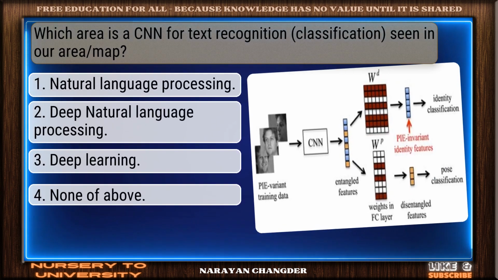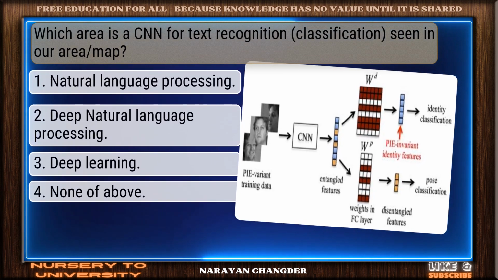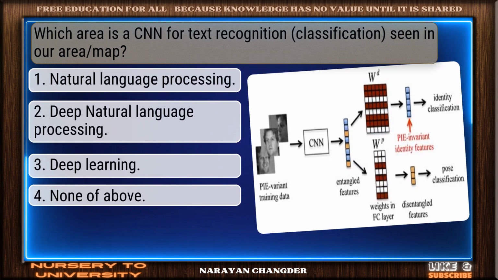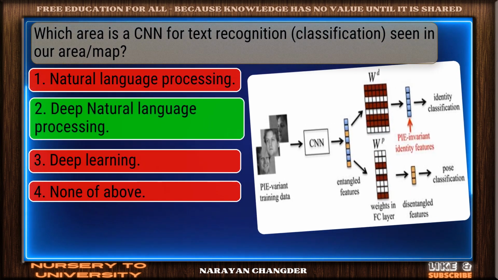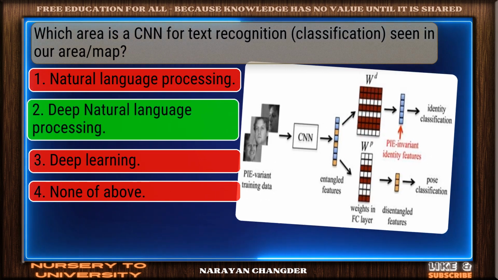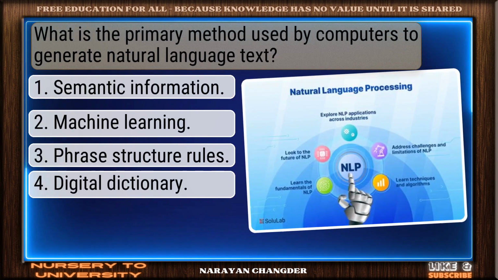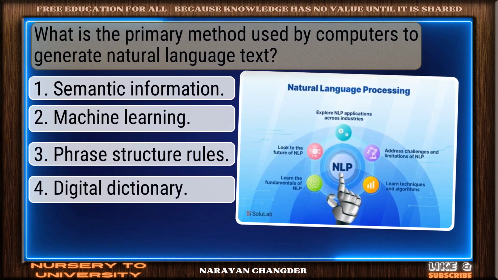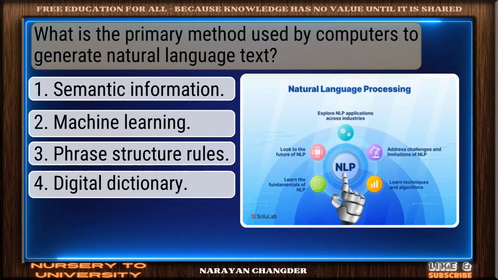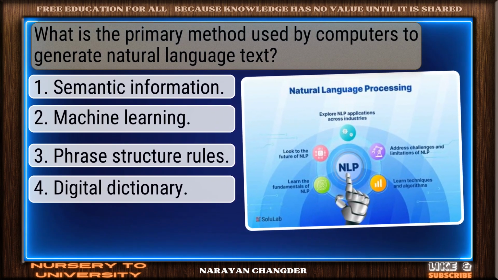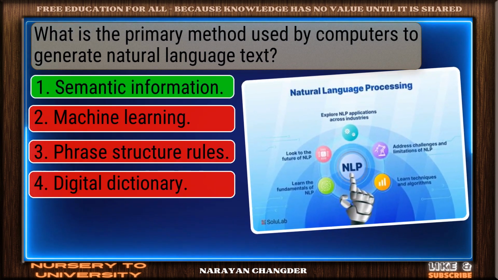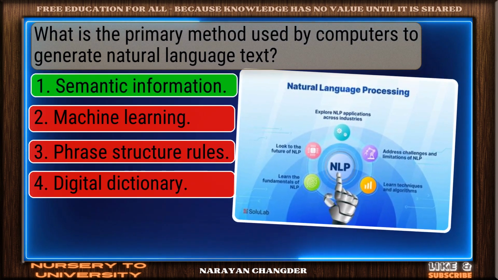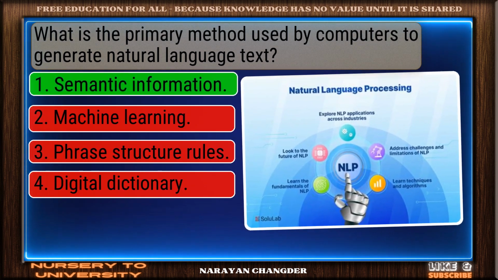Question number 8. Which area is a sensor for text recognition seen in our area map? Great job. Deep natural language processing is the accurate answer. Question number 9. What is the primary method used by computers to generate natural language text? Right again. Semantic information is a valid answer.